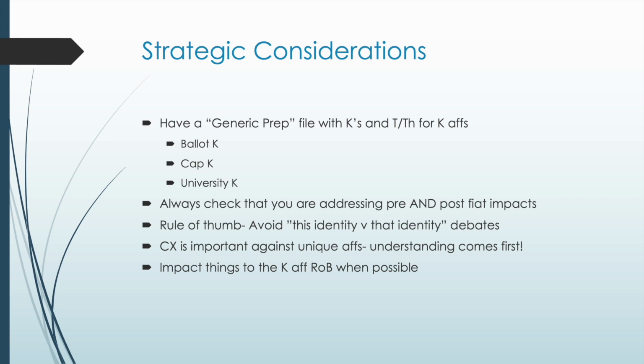Cross-X is really important against unique affs. Understanding comes first. If you don't understand the aff, you can't respond to it. So don't be afraid to use up a good chunk of prep time just asking, what does the aff do? And lastly, just like any framework in debate, if your opponent reads a framework, make sure that you impact some of your arguments to that framework. Impact things to the K Aff role of the ballot whenever possible. That way, even if you lose the framing debate, you have a shot at winning the round.